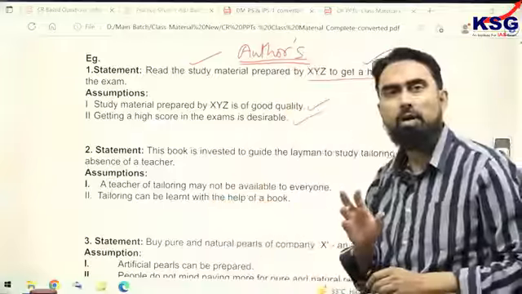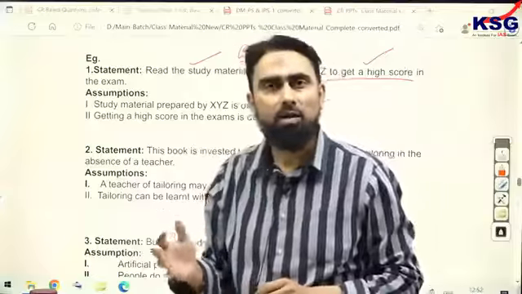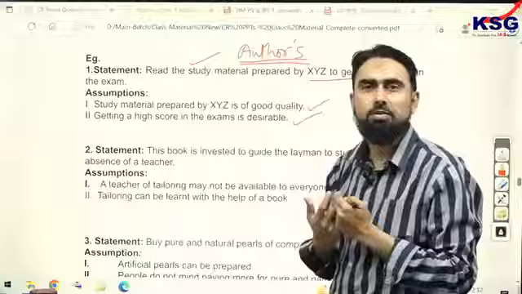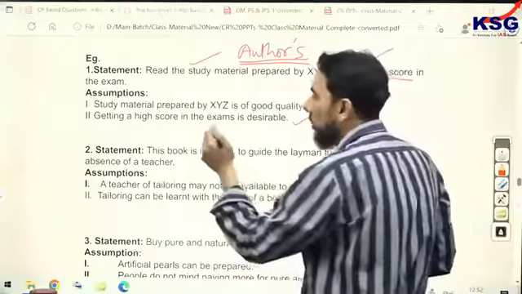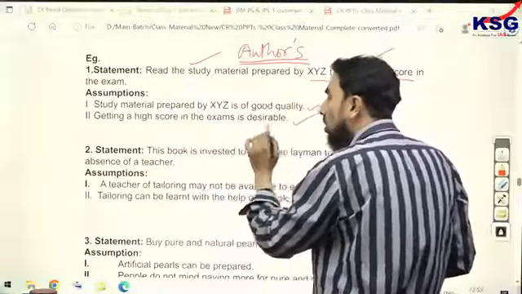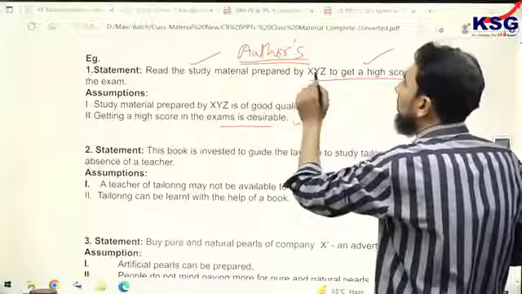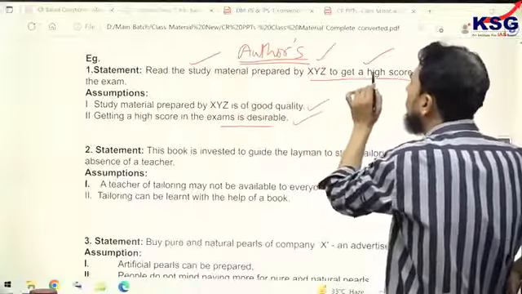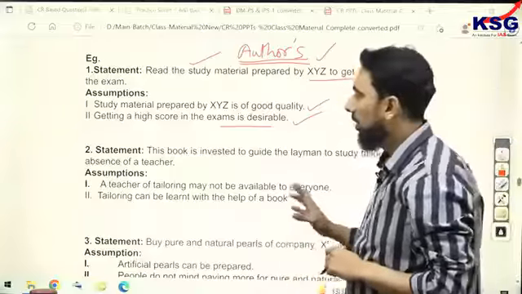There is a trick. In fact, if you want to cross-check your statement, just go for the denial. If you deny it and then you read it with the given statement, they become contradictory, and that is a proof of its accuracy, it being correct. So let's say that getting high score in the exam is not desirable. If it is not desirable, then why is this material of XYZ publication being sold, being recommended to get high score in the exam, right? So dear, this one is.